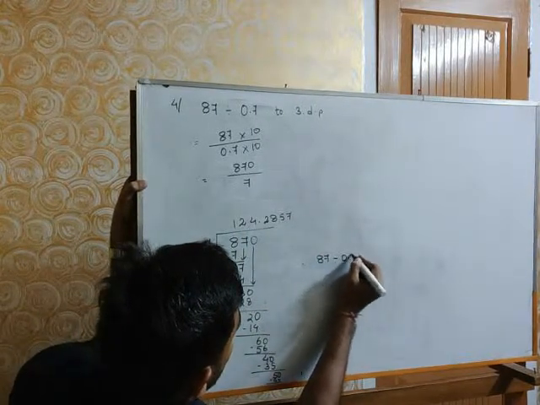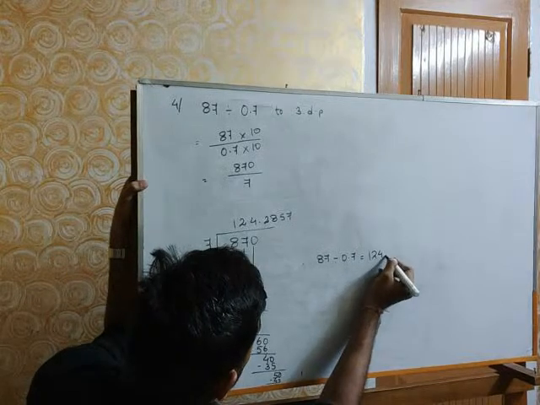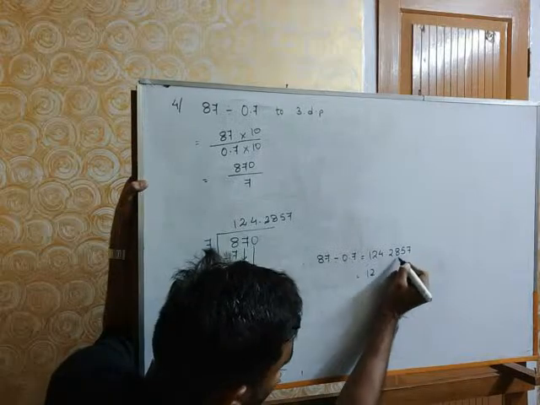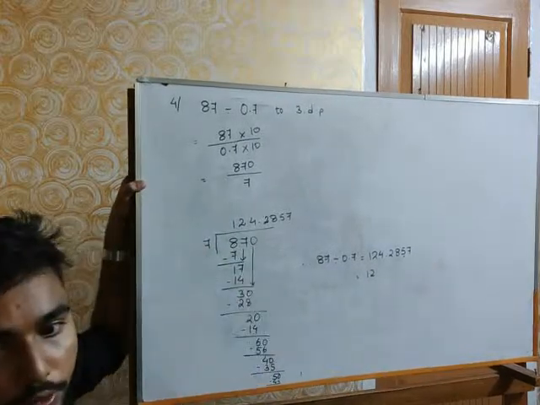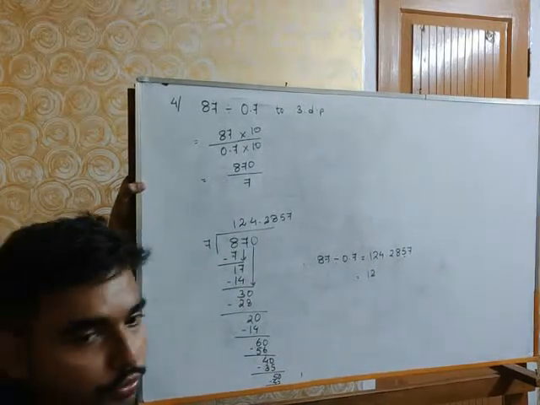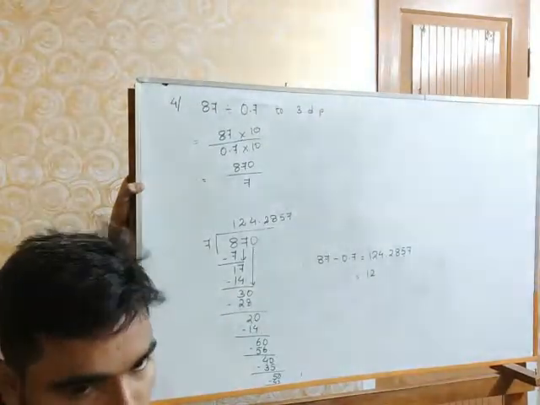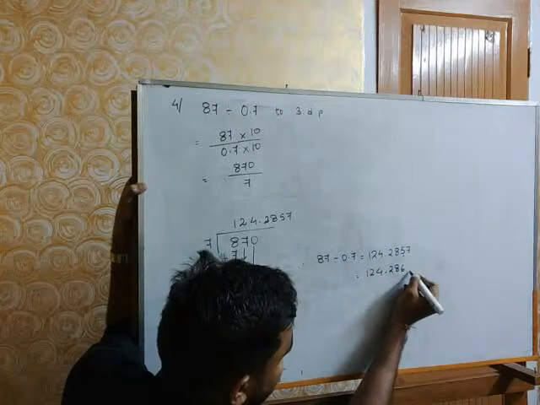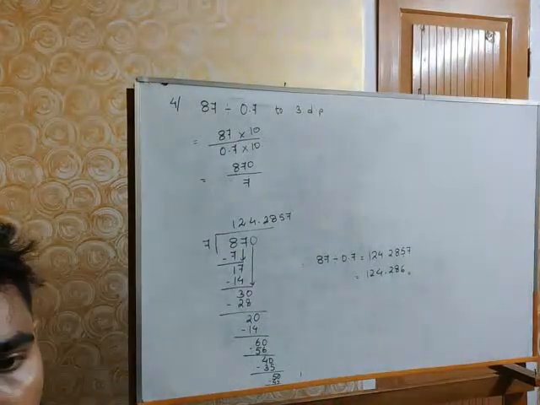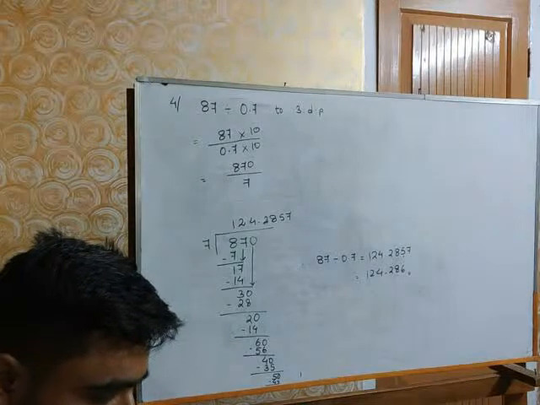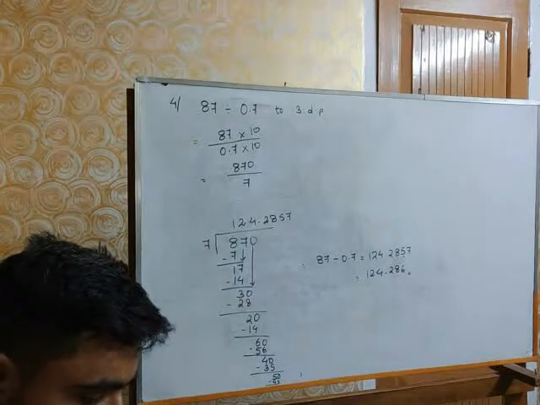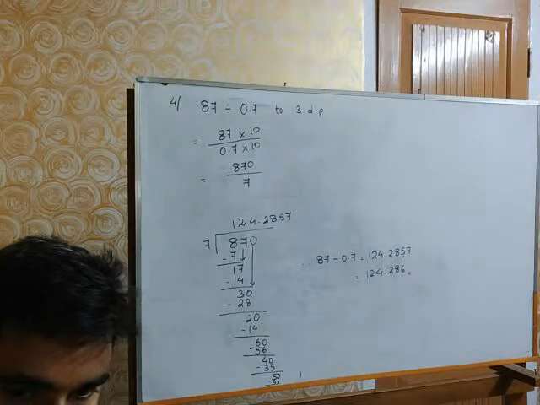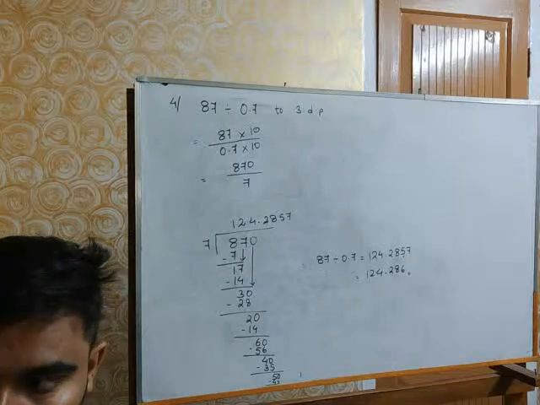87 divided by 0.7 is equal to 124.2857, which is four decimal places. The third is 5. What is next to 5? The number next to 5 is 7. That is more than 5. So we have to add 1. It will be 124.286. Clear everyone? Any doubt? Written?